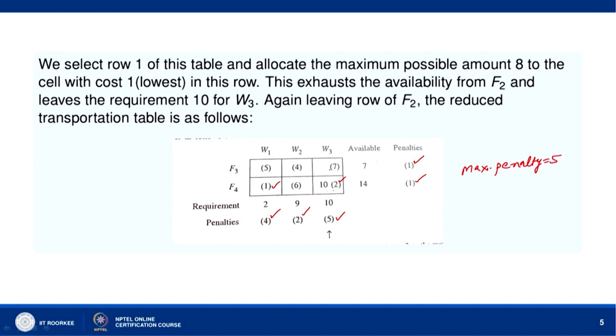And it occurs along the third column. So, let us now find the cell which has got the lowest cost, and this cell has got the lowest cost too. So, we allocate the minimum of 14 and 10. So, 10 units are allocated to the cell with the cost 2.